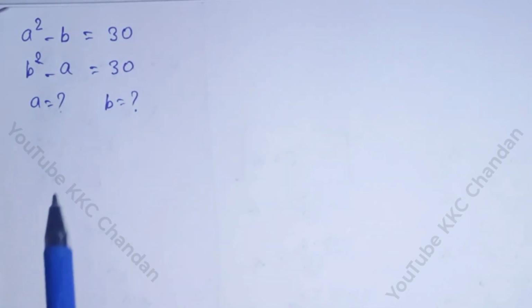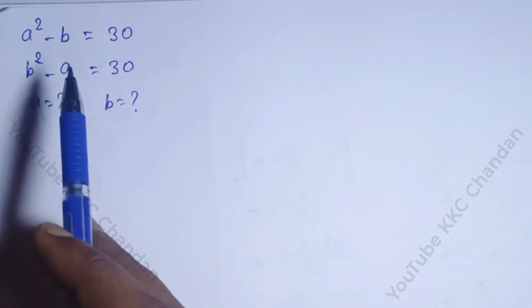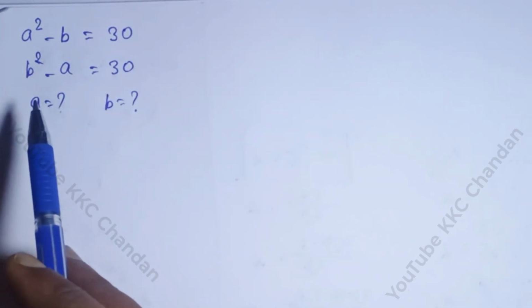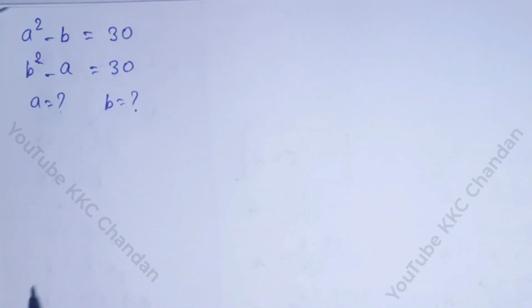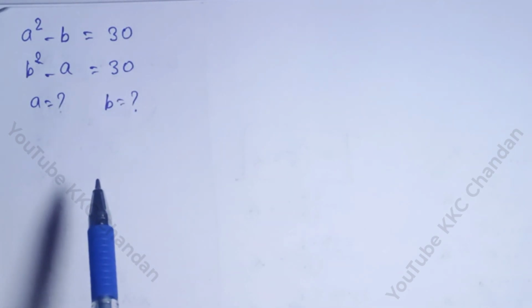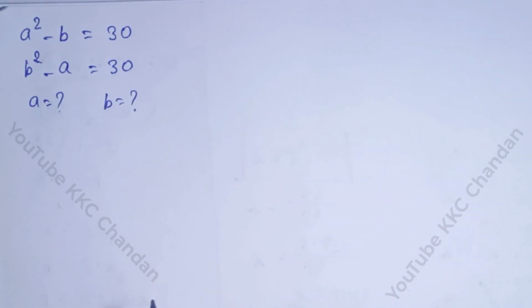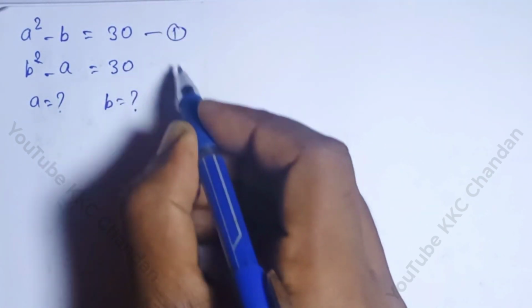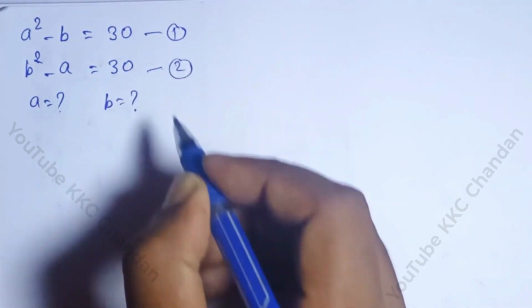The question is given: a square minus b is equal to 30, and b square minus a is equal to 30. What is the value of a and what is the value of b? Let us start solving. This is equation number 1, and this is equation number 2.